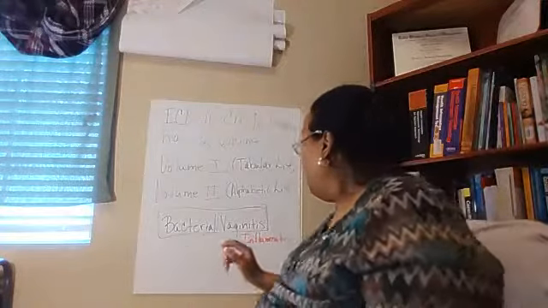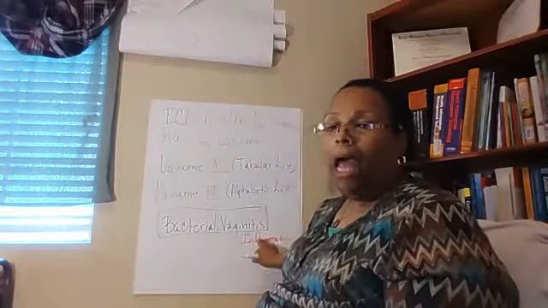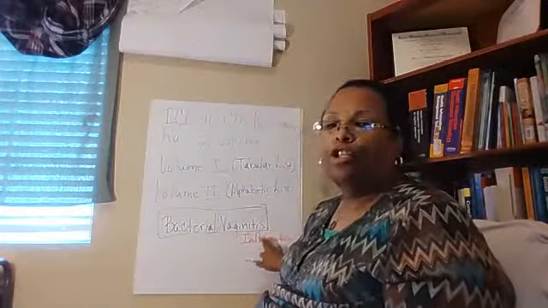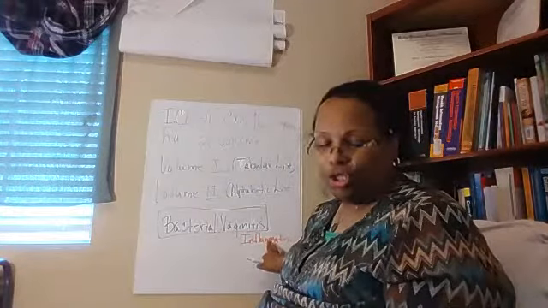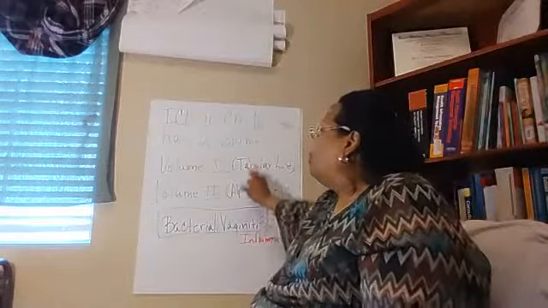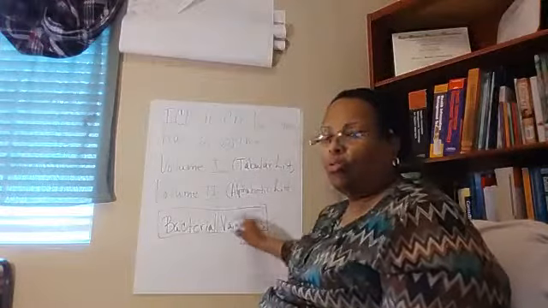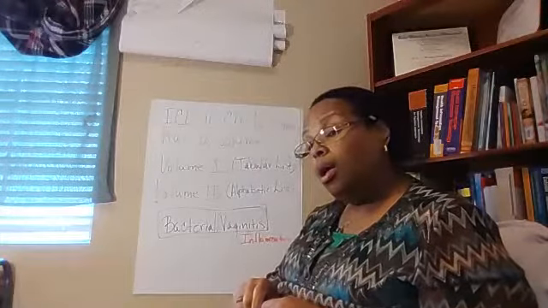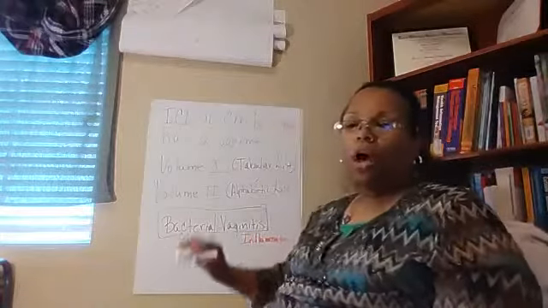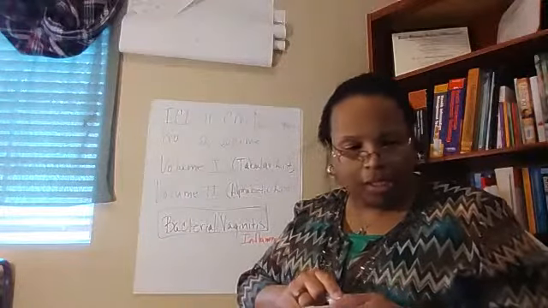Now, the condition is inflammation. I need you to find bacterial vaginitis under the condition inflammation. In which volume of the book are you going to start at first? Volume 1 or 2? Volume 2. Very good.